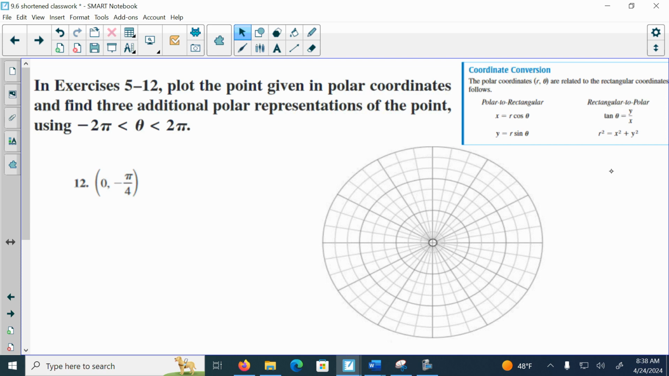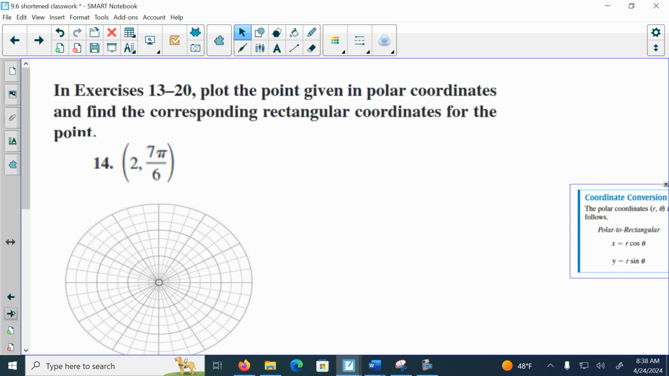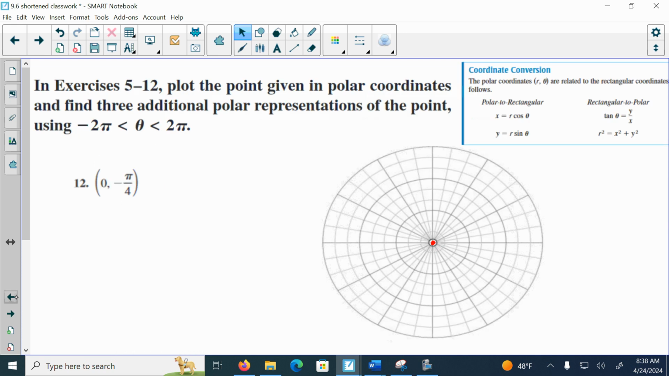0, -pi over 4. I don't like that one because my radius is 0, which means it's going to be right here. It doesn't matter what the angle is, it's going to be 0. So now I'm going to come up with another one. Oh, well, I guess I should do the 3 additional. So if I have 0 here, I could do 0 pi over 4, 0 3 pi over 4. I could really do 0 in any angle. So that one's kind of not a very smart problem.